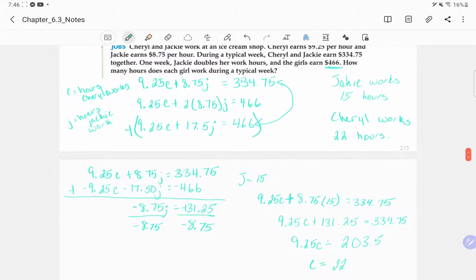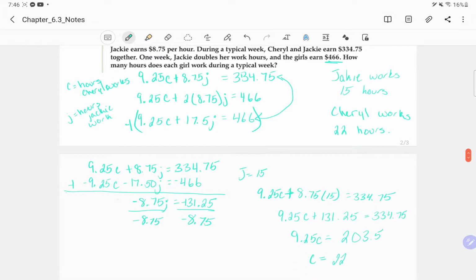Okay, so here's my work, and you can see where I solved. I had to multiply by -1 for my bottom equation. You could have done the top, it doesn't matter, to make my 9.25s for Cheryl cancel out. Got that Jackie worked 15 hours. Plugged that in, solved that equation to get that Cheryl works 22 hours. And it's a word problem, so you have to answer using sentences. Okay?